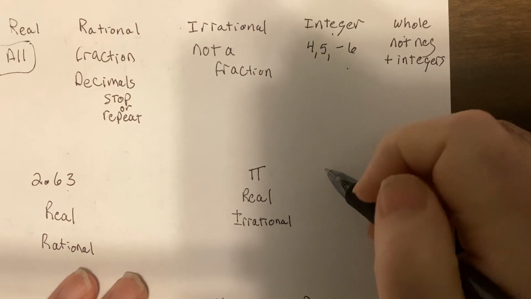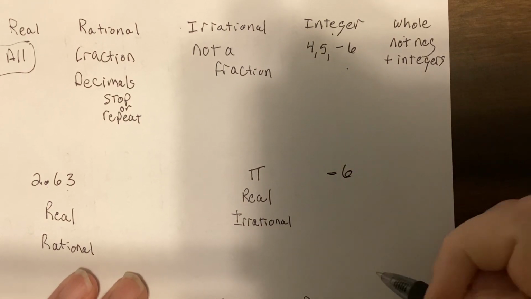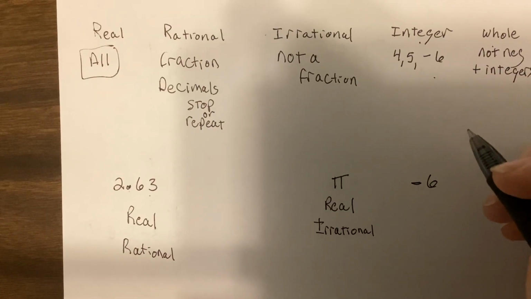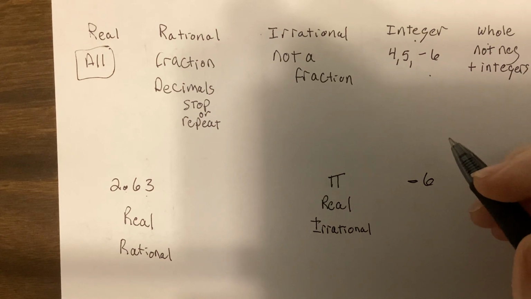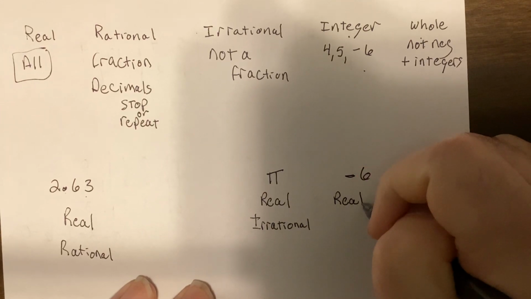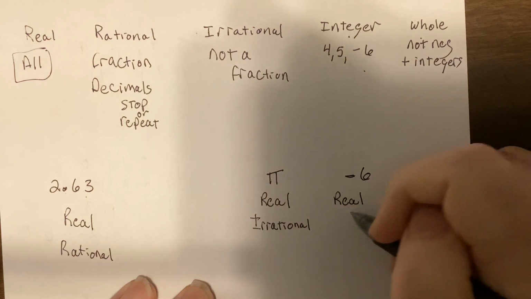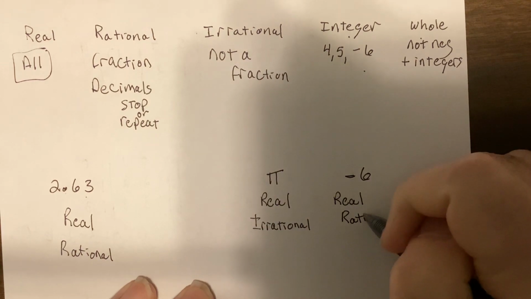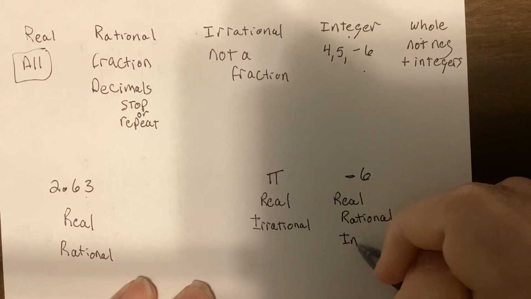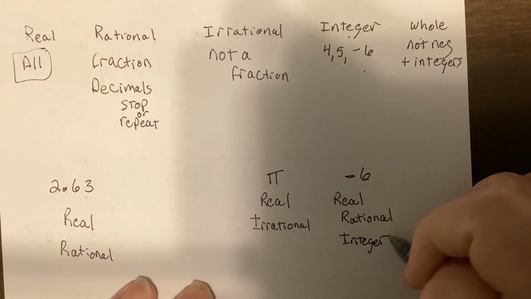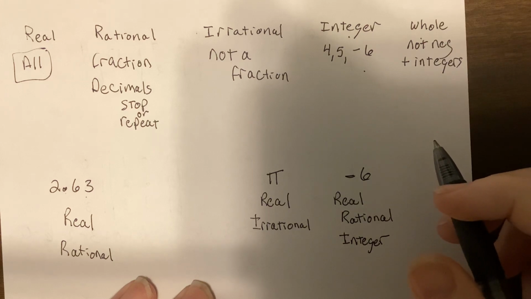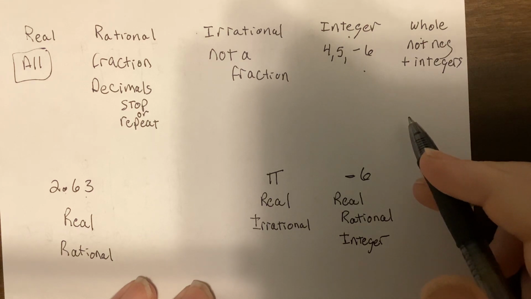So let's say I put -6. Which categories would that satisfy? Figure that out right now for me, please. Okay, so it would be a real number because all the numbers we deal with are real. It would be rational, yes. It would be an integer. And that's as far as we go.